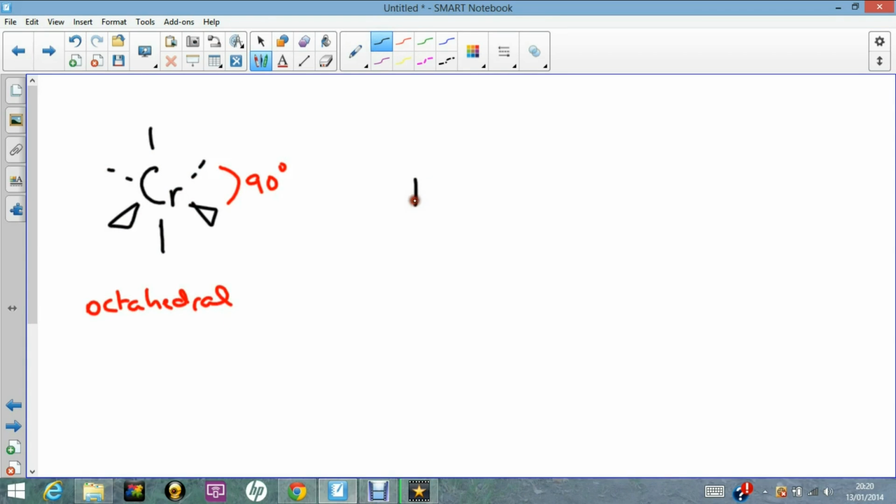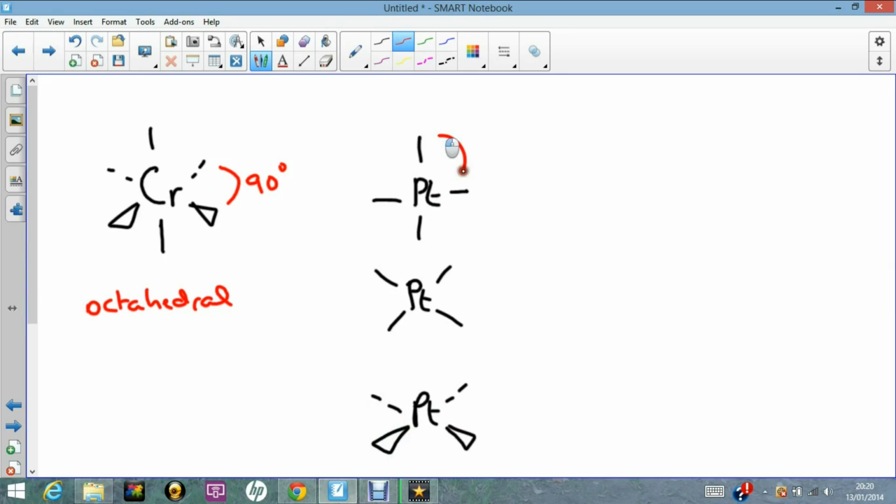We've then also got a new shape for this year, which is square planar. You could see it drawn like that, or like this, or like that. So all 3 of those diagrams represent the same thing. The bond angle here again is going to be 90 degrees. The name of this shape is square planar.